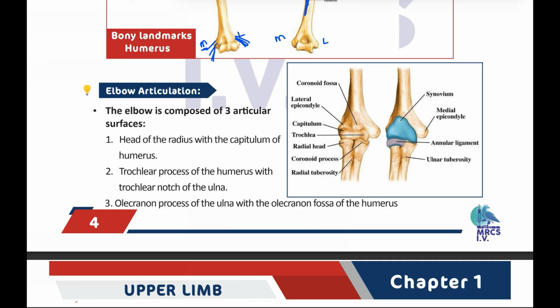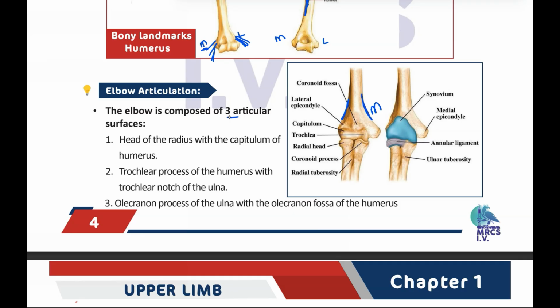So next up we have the elbow. So the elbow is composed of three very specific articulations. So let us have an understanding about this. Now from the anterior aspect, this is the humerus. This is the medial epicondyle, which is always more prominent, and this one will be the lateral epicondyle. This will be the lateral supracondylar ridge. This will be the medial supracondylar ridge.